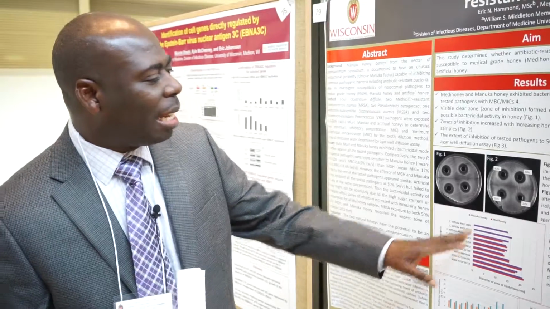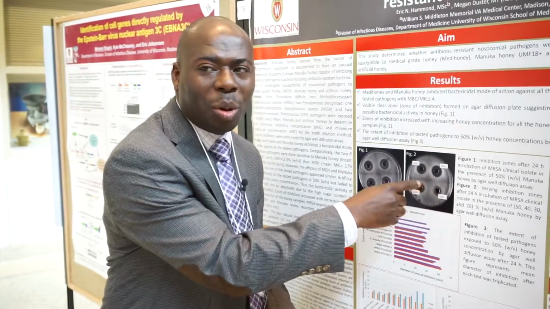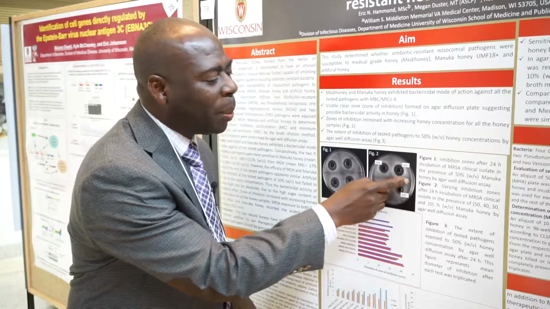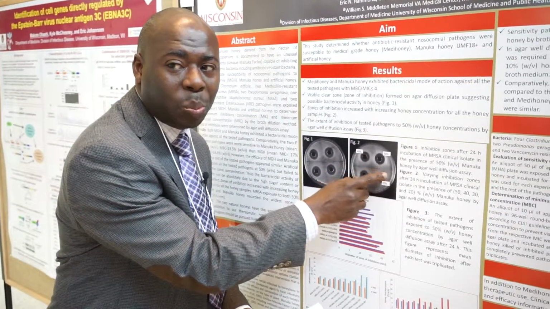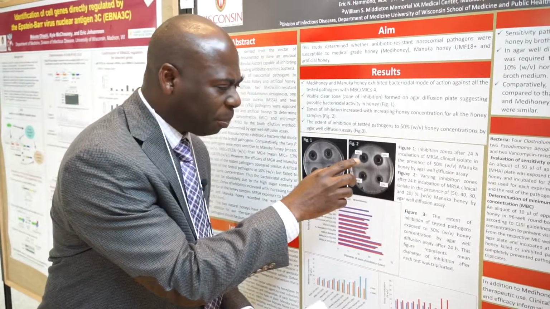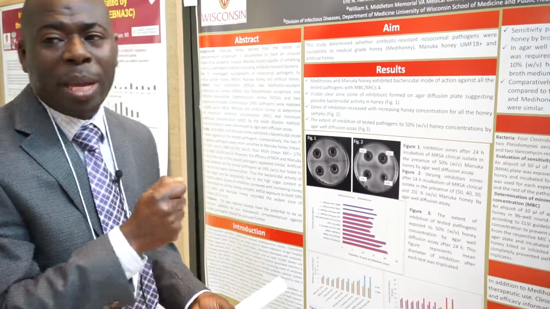We also check the zone of inhibition. So as we change the honey concentrations, we got to know that the zone of inhibition increases. You see the build-up wall, that the organism is not able to cross this border, which means the antibacterial properties in the honey were able to maintain and able to resist the organism.